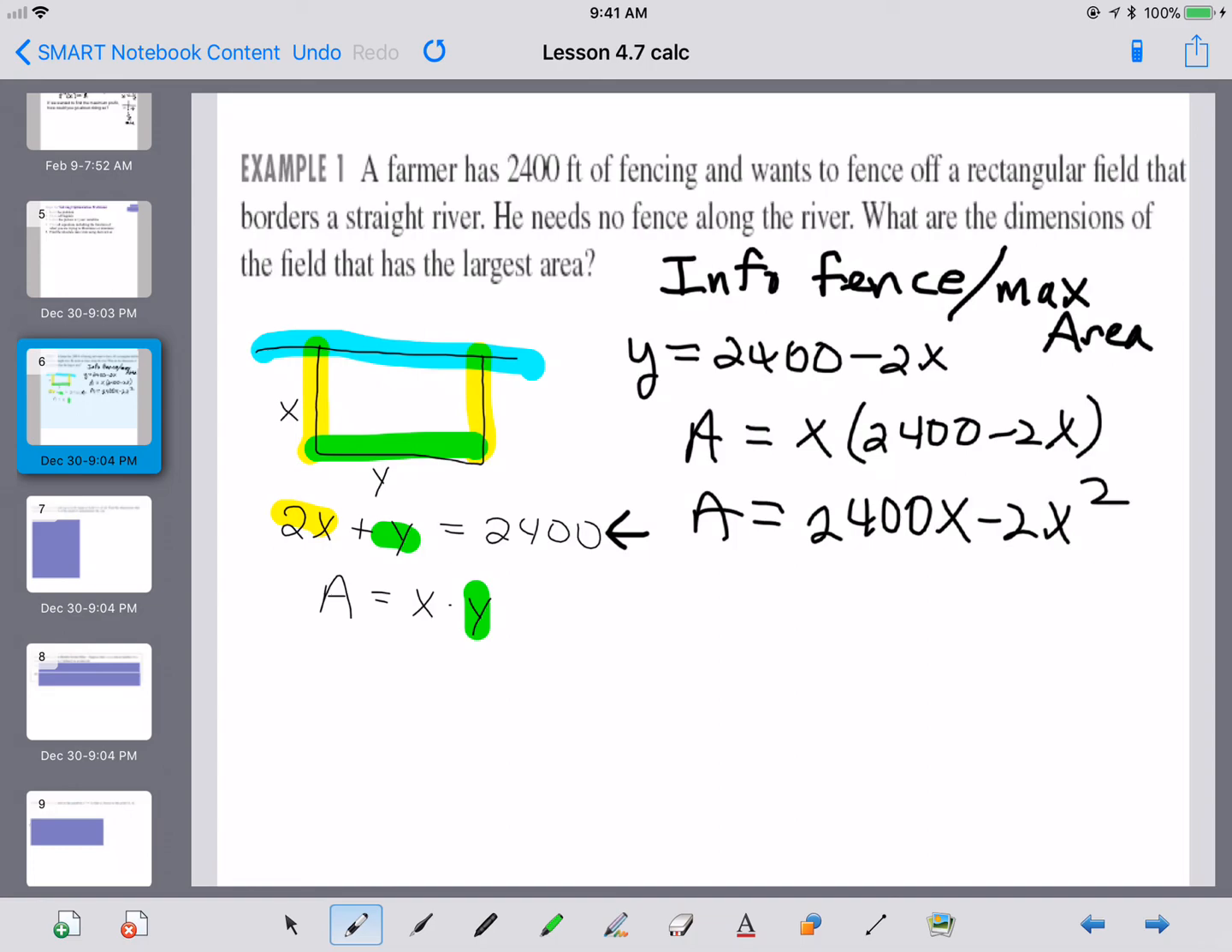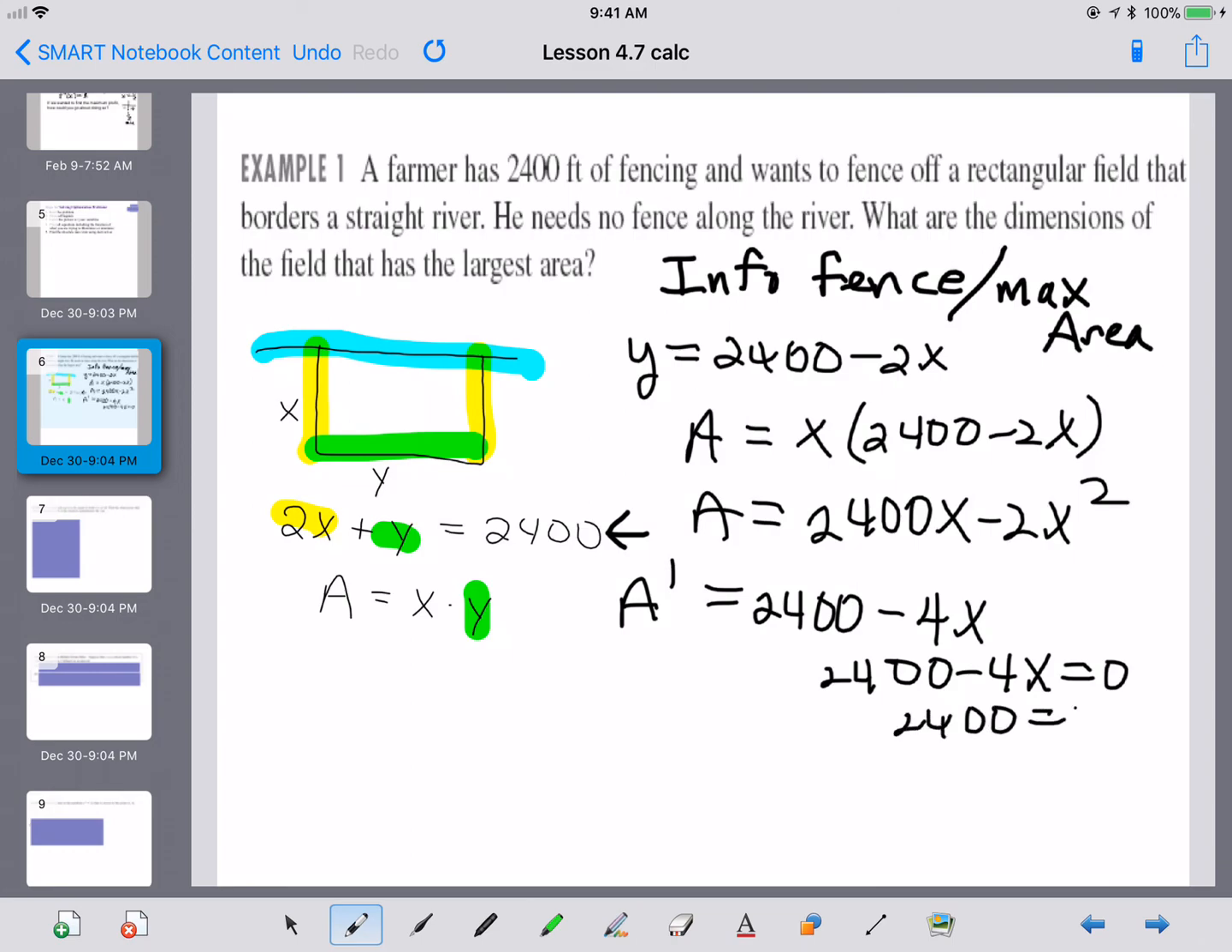And so if we take the first derivative, we get 2,400 minus 4x. And so we just set that equal to 0. Let's just write that a little different. So 2,400 minus 4x equals 0, when 2,400 equals 4x. So x is 600.